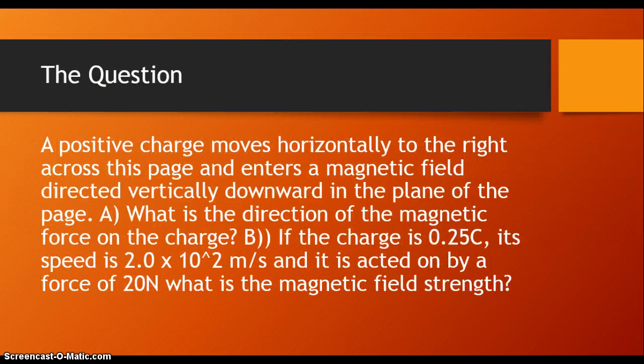So here's the question. A positive charge moves horizontally to the right across this page or slide and enters a magnetic field directed vertically downward in the plane of the page. A. What is the direction of the magnetic force on the charge? B. If the charge is 0.25 coulombs and its speed is 2.0 times 10 to the power 2 meters per second and it is acted on by a force of 20 newtons, what is the magnetic field strength?